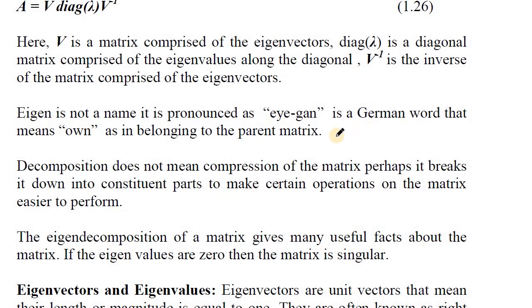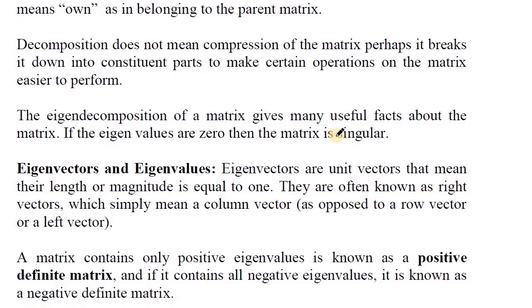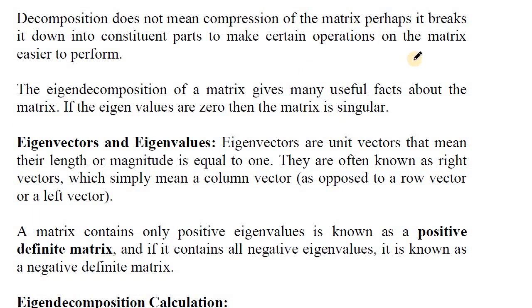This statement typically tells you how to pronounce eigen. Now, decomposition does not mean compression of the matrix. It means breaking it down into the constituent parts to make certain operations easy to perform, as I told you earlier. So, eigen decomposition of a matrix gives you useful facts about the matrix. If the eigenvalues are 0, then the matrix is said to be singular.